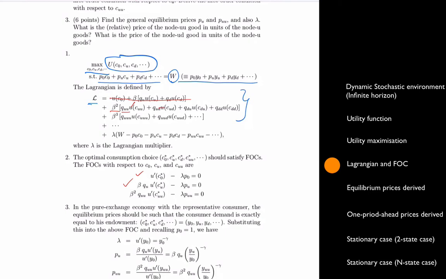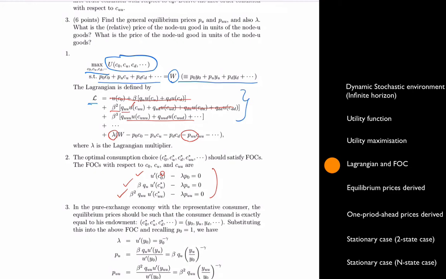The rest doesn't have any CUU. Plus lambda times negative PUU equals 0, and that's how we get this equation. Asterisk, star, simply means the optimal consumption. It is the optimal consumption that satisfies these first order conditions. So basically, we have infinitely many, not just three, there are infinitely many equations in our first order condition.